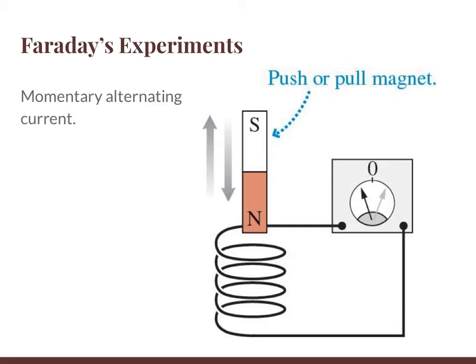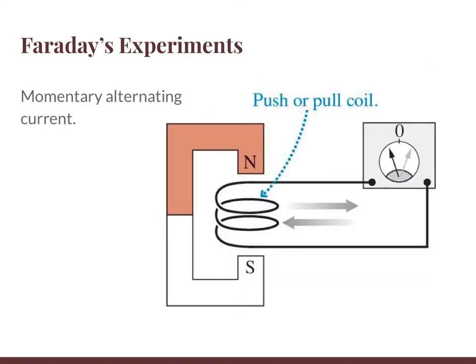To try to generate the current again, he used a bar magnet like the one shown here with a north end and a south end, north pole, south pole, and found that you could generate a current by either pushing the magnet into the coil or pulling the magnet out of the coil. Those would both cause a little bit of current to be generated. The same thing happened when you took a horseshoe magnet like the one shown here and moved the circuit in and out of the magnetic field. A momentary current was created that was going alternately one direction or the other.